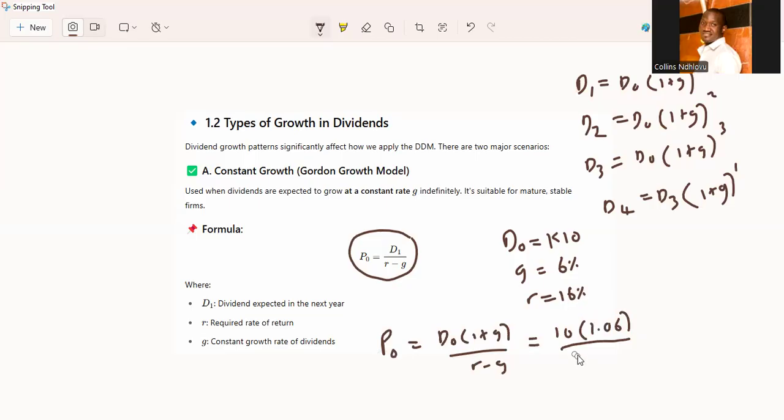So 16%, 0.16 minus 6%, 0.06. So in this case, we're going to have on top 10.6. Below, we're going to have 10%, which is 0.10. So the value of stock now, therefore, will be 106 kwacha. So this is how we calculate the value of stock using Gordon's model, 106 kwacha.